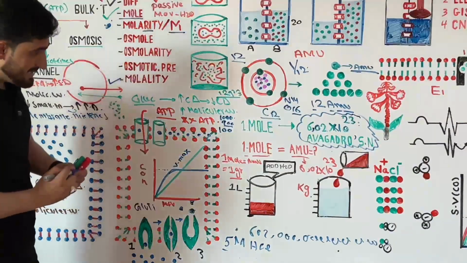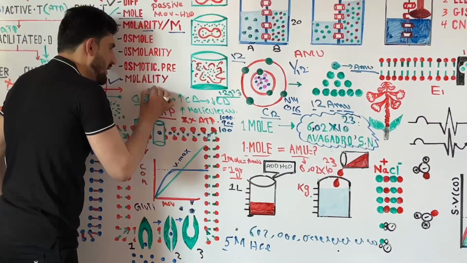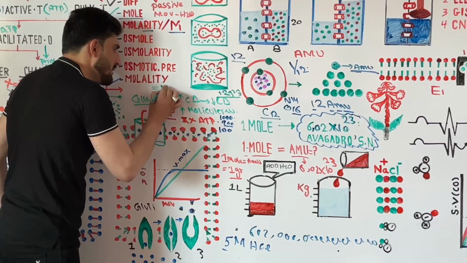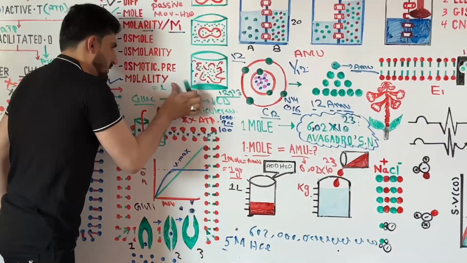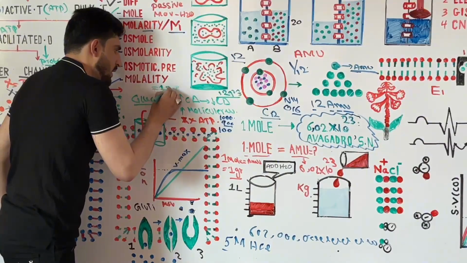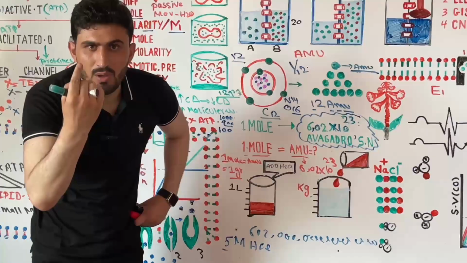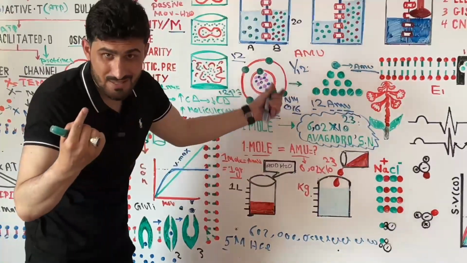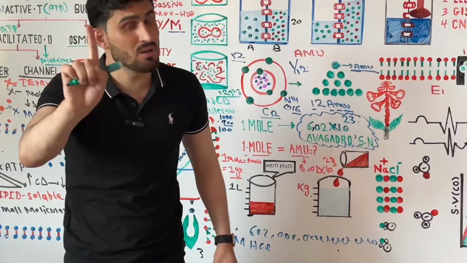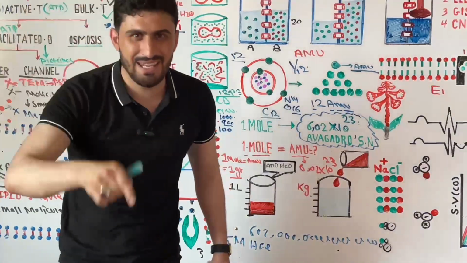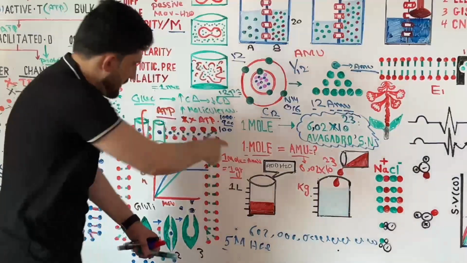But what does molality mean? Molality means 1 mole of substance, written with a small m, in 1 kg, not in 1 liter, in 1 kg of solvent. So here is one big difference. Keep it in your mind.